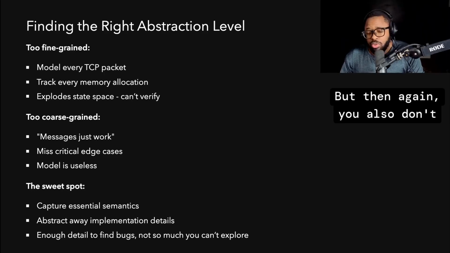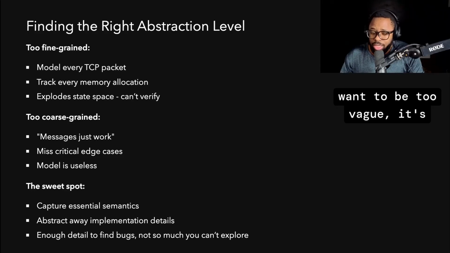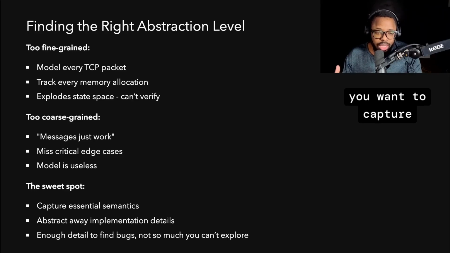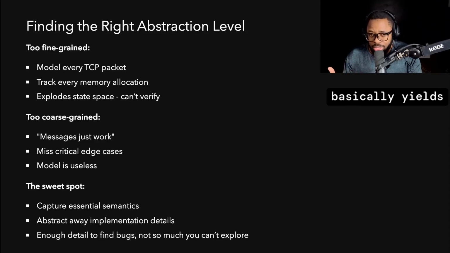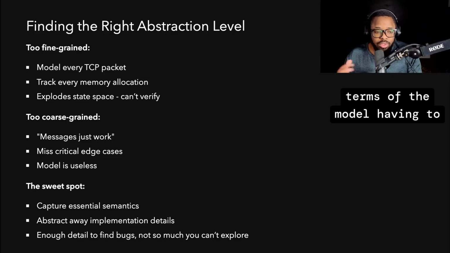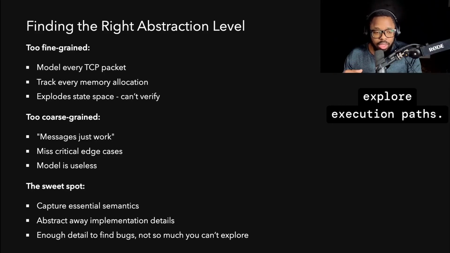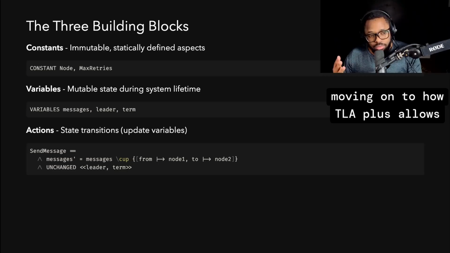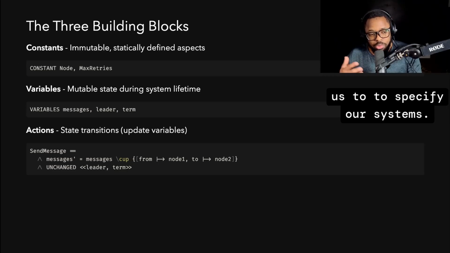But then again, you also don't want to be too vague. It's about finding that sweet spot of abstraction. You want to capture essential semantics of your system. You want to consider enough details to find bugs, and be careful that you don't end up in a situation where your spec is so detailed that it basically yields an infinite state space in terms of the model having to explore execution paths. Moving on to how TLA Plus allows us to specify our systems.